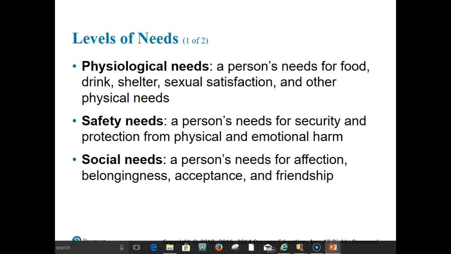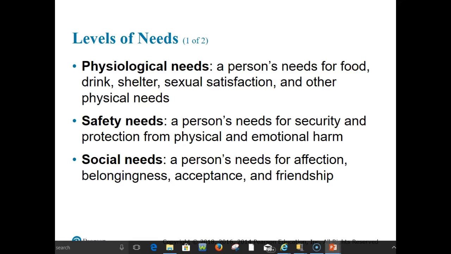So those physiological needs are a person's needs for food, drink, shelter, sex, and other physical requirements. And then you have your safety needs, and that's a person's need for security and protection from physical and emotional harm, as well as assurance that physical needs will continue to be met. And then you have your social needs, and that's a person's need for affiliation, or as I said earlier, belongingness, acceptance, and friendship.